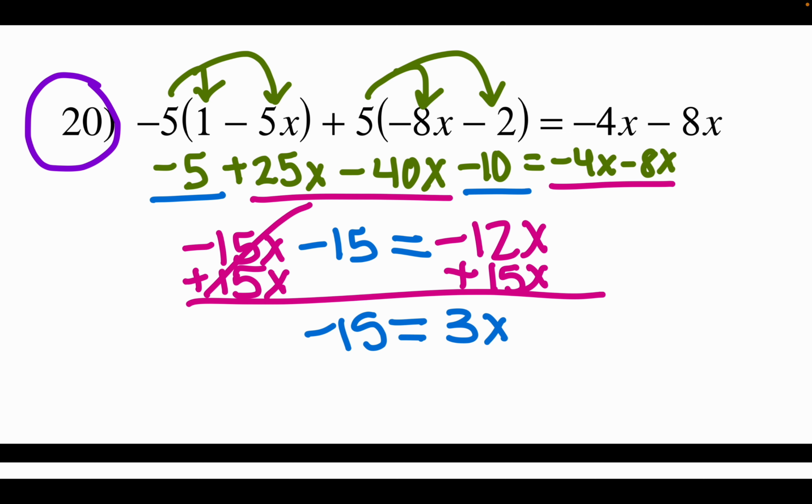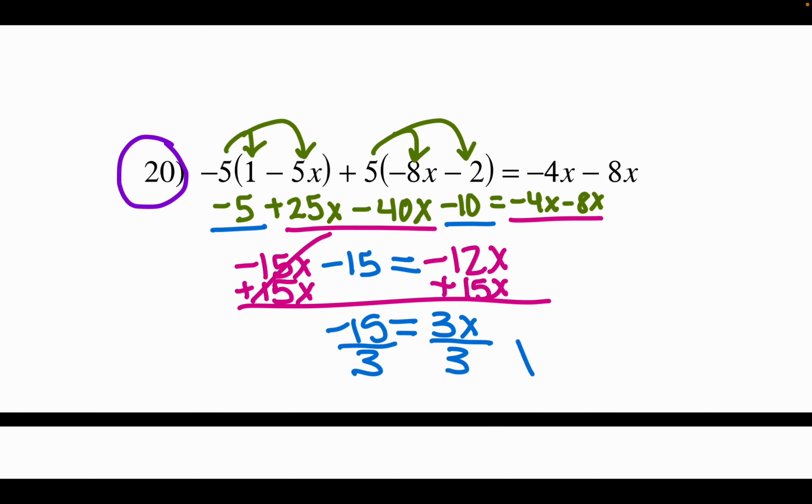Okay, last thing. In front of this x is a 3. So that means we're going to take both sides and divide by 3. So negative 15 divided by 3 is negative 5. Okay, and that is it for the examples from this worksheet.